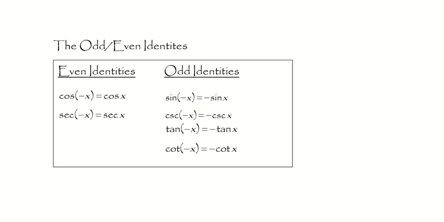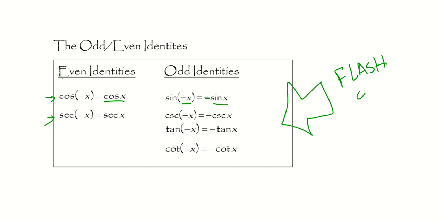Those functions that are even, right? What's true about them is that the cosine of the opposite of x will give us the same thing as the cosine of x, and the secant of negative x will equal the secant of x. And for our odd functions, when we replace the input with a negative, we get the opposite of what we get with the positive. So that would be true for sine, cosecant, and tangent. And you need to make flashcards for these identities. So you need to memorize these identities, be able to use them.